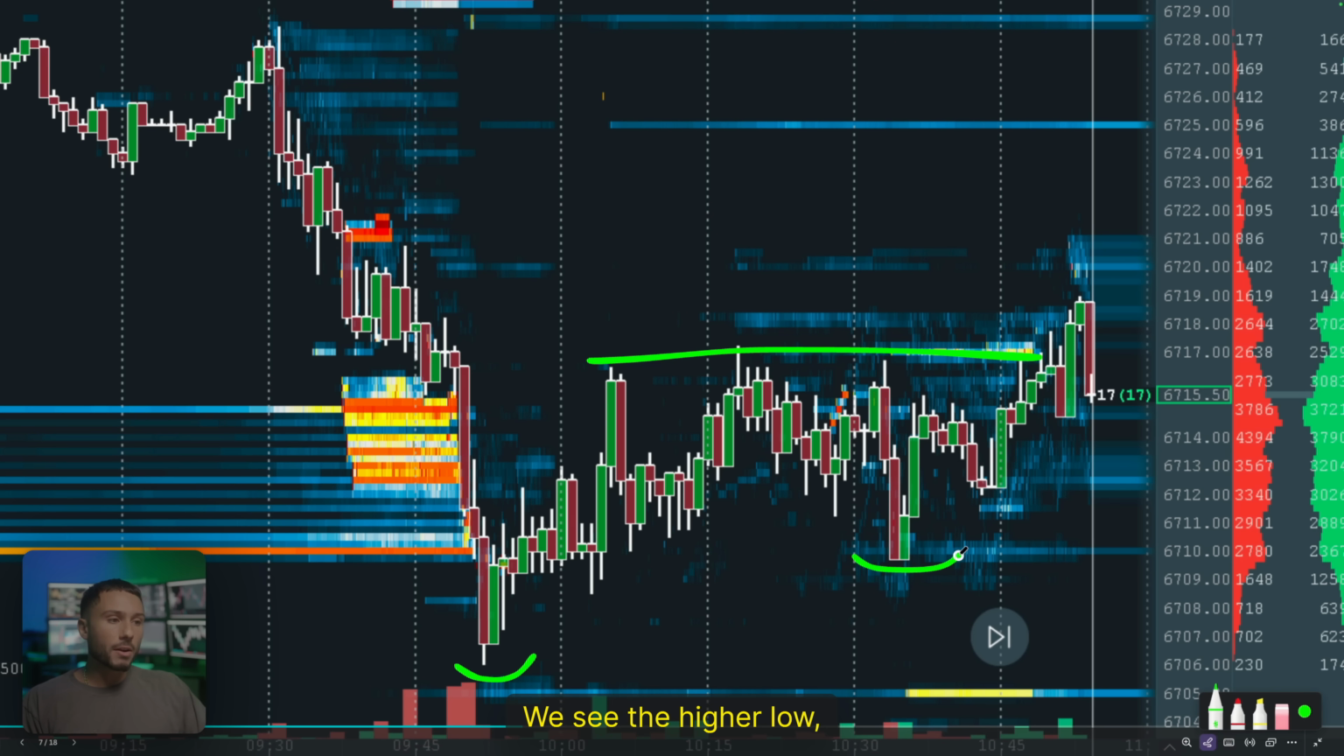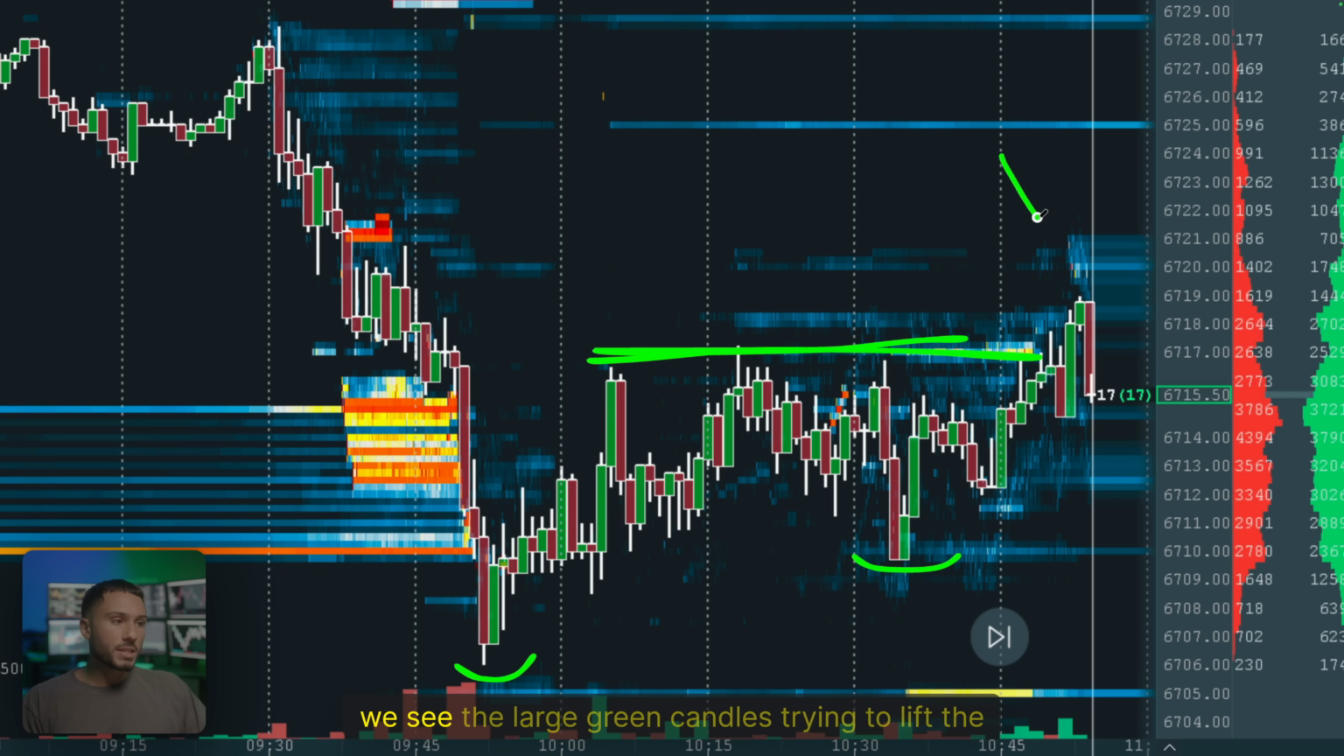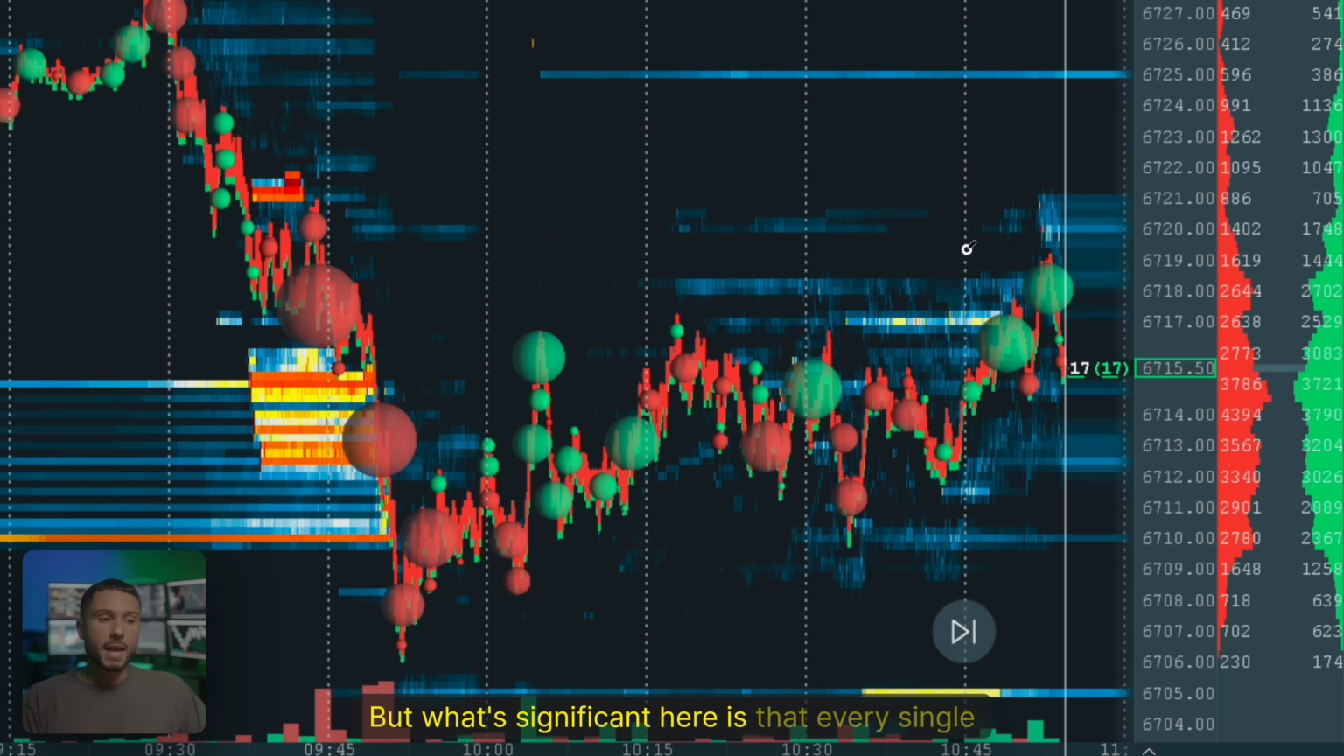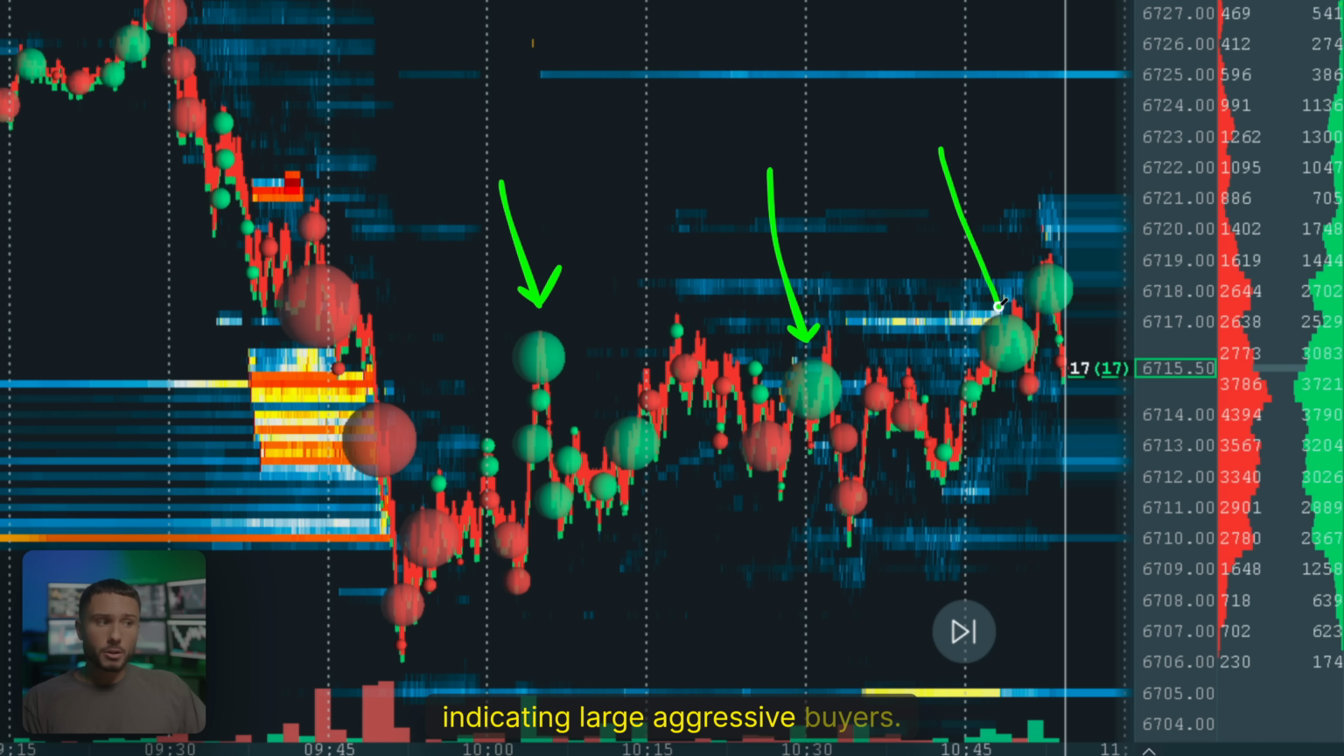We see the higher low, we see the higher highs, we see the large green candles trying to lift the market. But what's significant here is that every single time the market tries to lift, we can denote this by large green bubbles indicating large aggressive buyers. It did not have success.